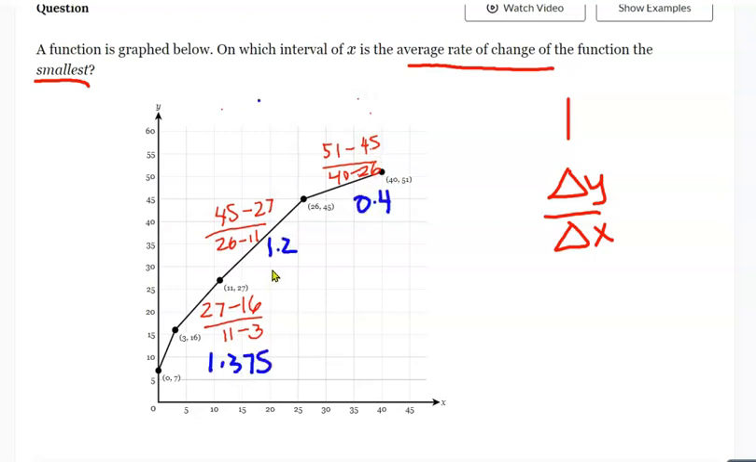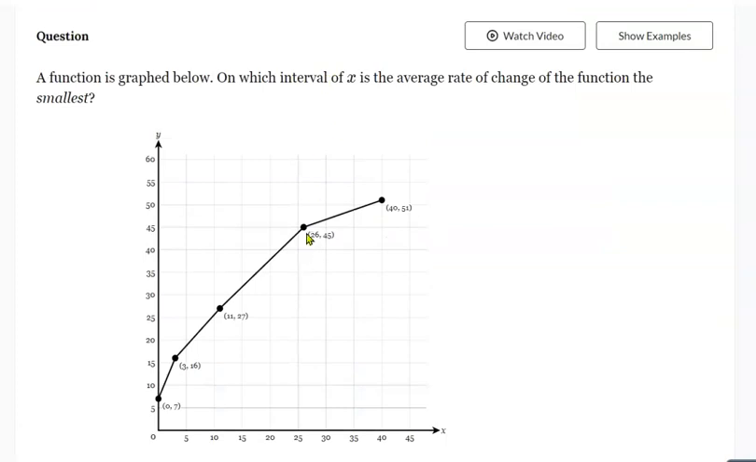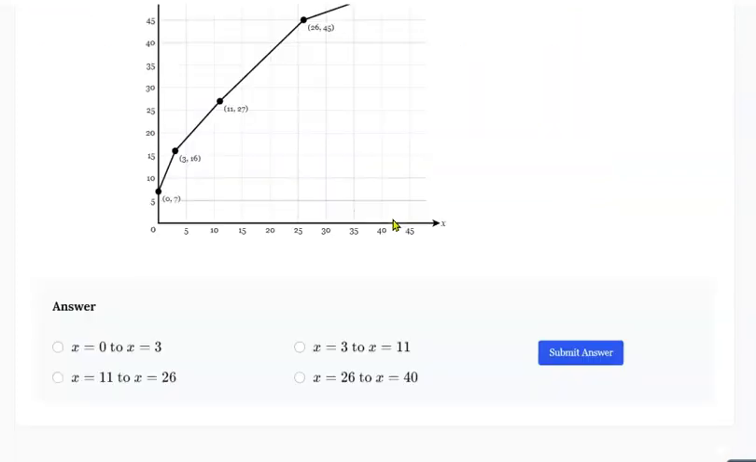So I used my calculator to complete each of these average rate of change fractions. And it looks like this top interval, from 26 to 40. From 26 to 40. It's the x interval.